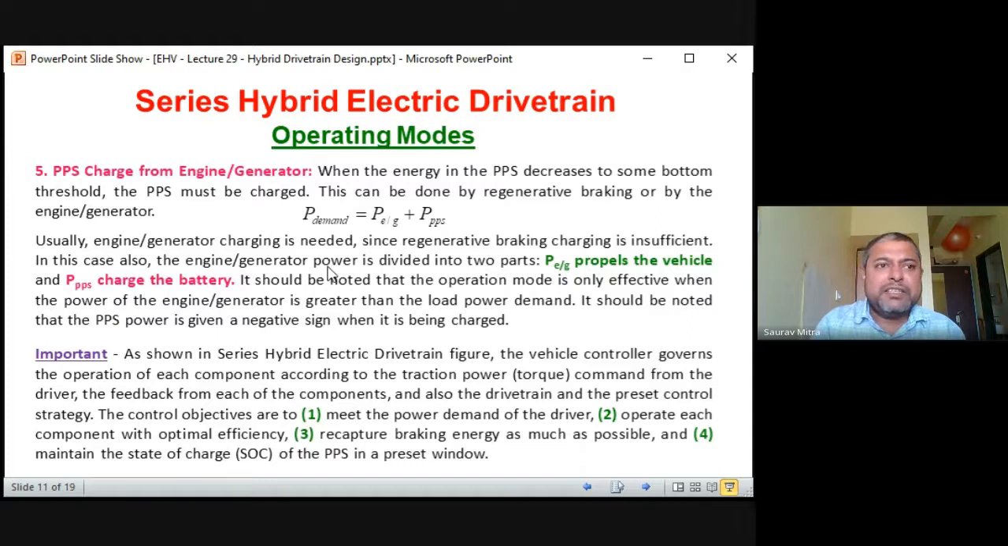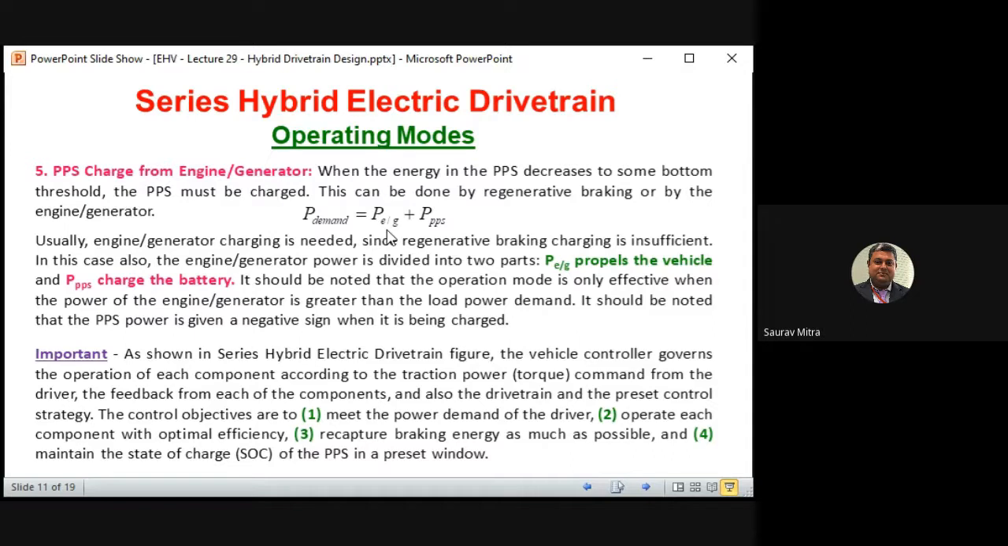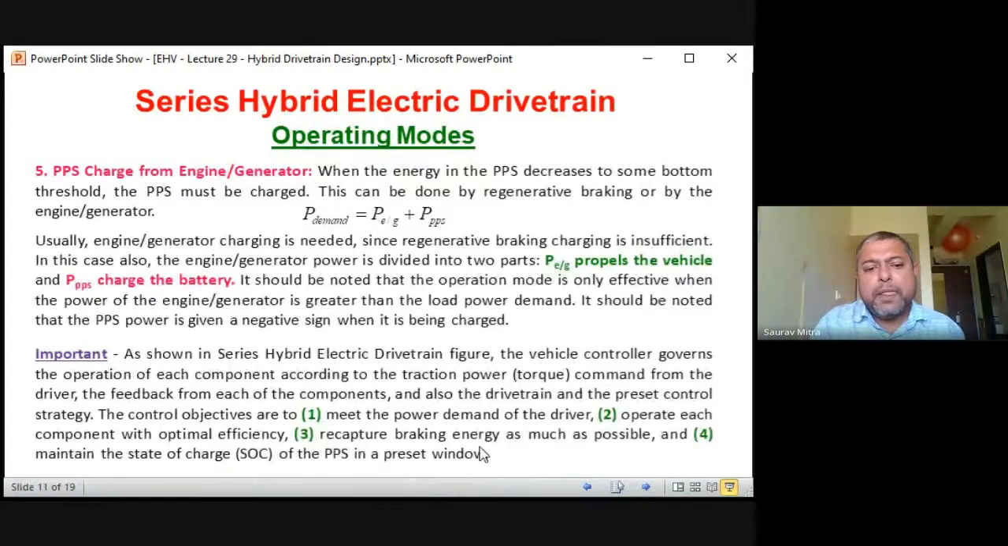That means whatever energy the engine is having, the energy should be wasted or used only to drive the main vehicle drivetrain. Energy from the engine generator should not be much used to charge the PPS. So to charge the PPS, mainly we have to recapture the braking energy by using regenerative braking. So this should be the main part of charging the PPS. And the fourth objective is maintain the state of charge of the PPS in a preset window.